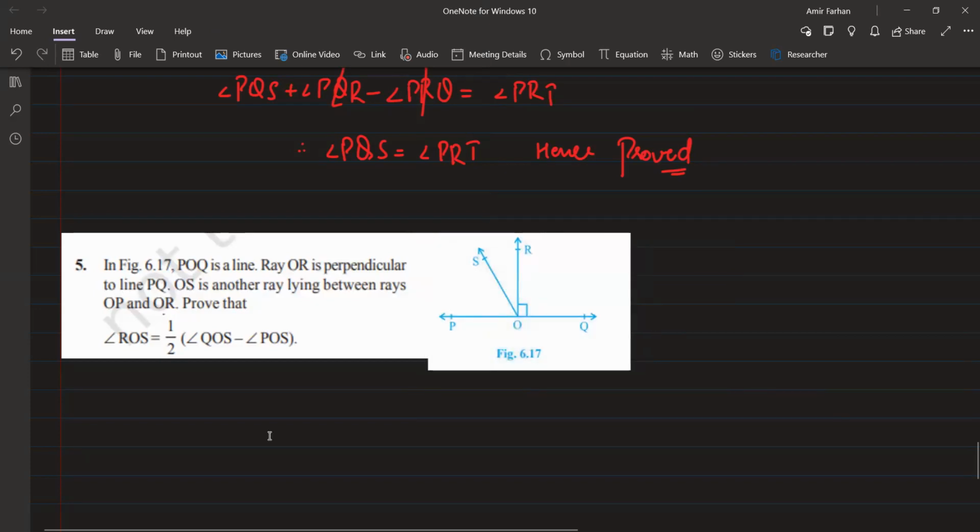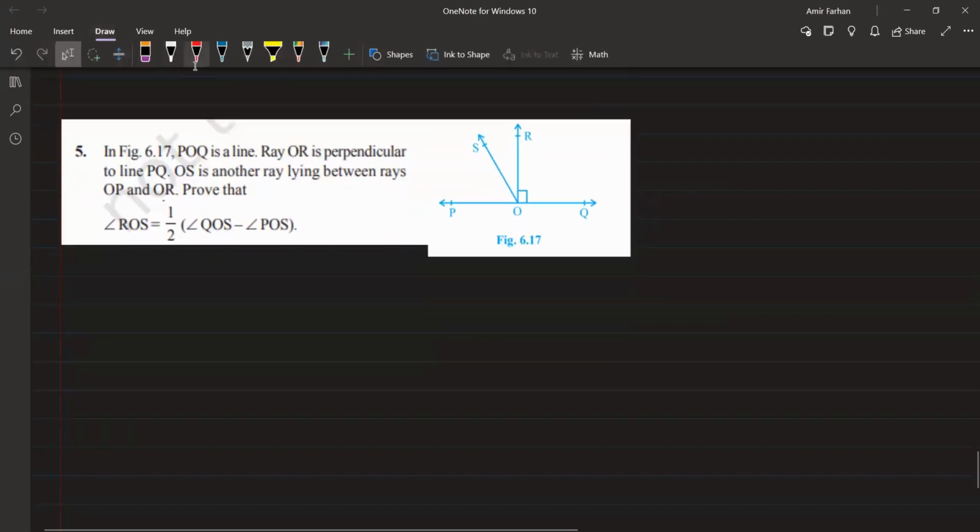So this is the question. Now giving you 2 minutes. Solve it fast.